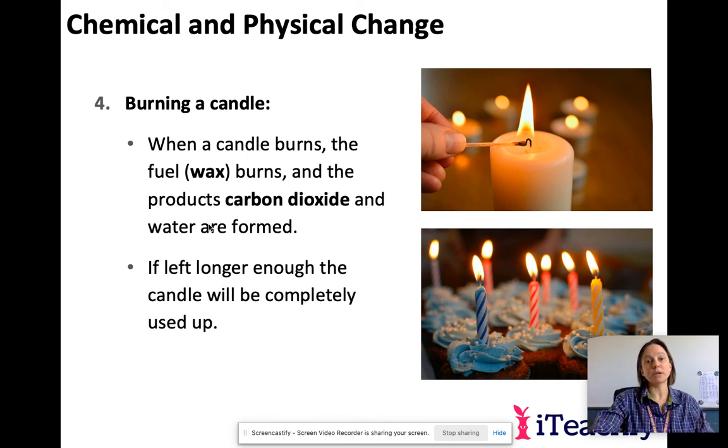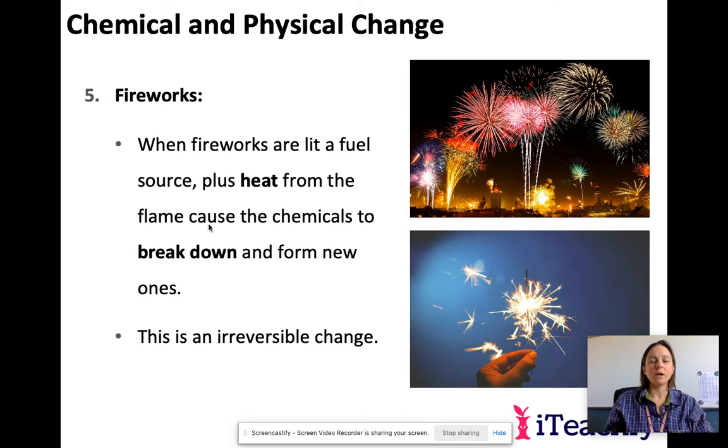Same thing with burning a candle. We have wax as the fuel, and what do we end up with? We end up with carbon dioxide and water being produced from the wax. And again, we have a new compound. We have new material.